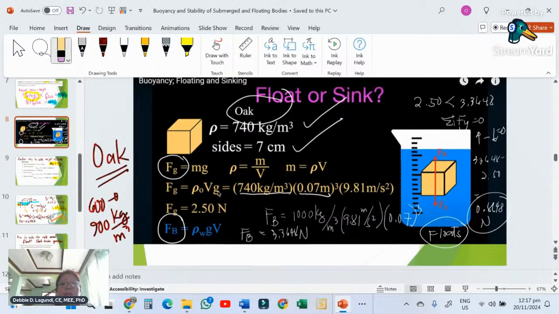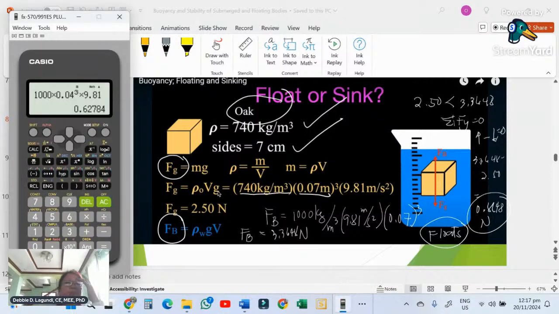Okay, so if we're going to compute this, we have 740 kilogram per cubic meter times 0.07 cube. There you go. That is already the sides of the square. You're going to cube it, because it's length, width, and the height, times 9.81, that is the acceleration due to gravity, and you will have 24.899.